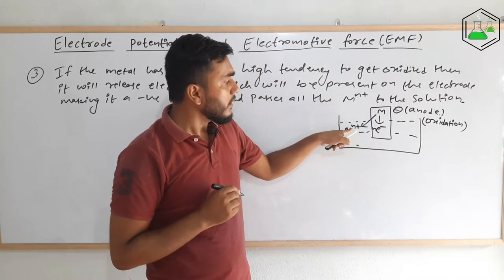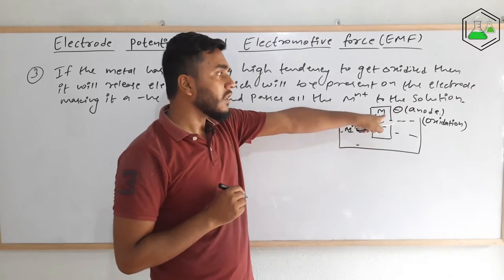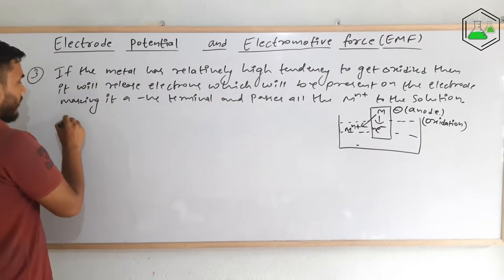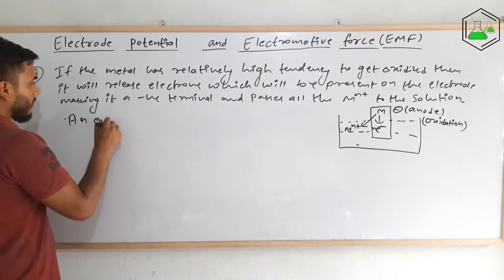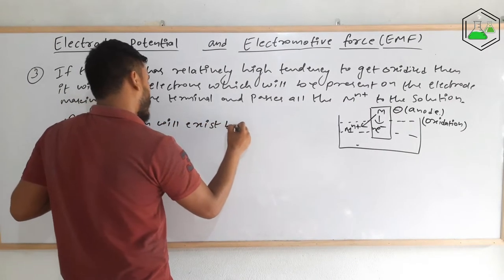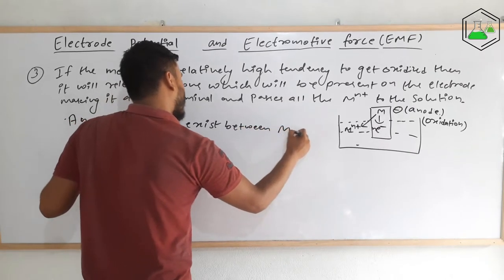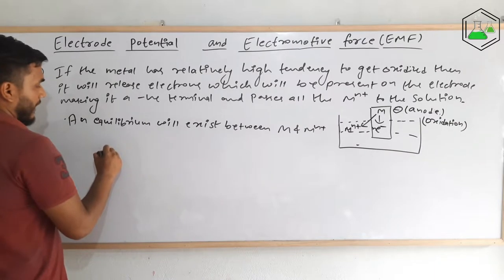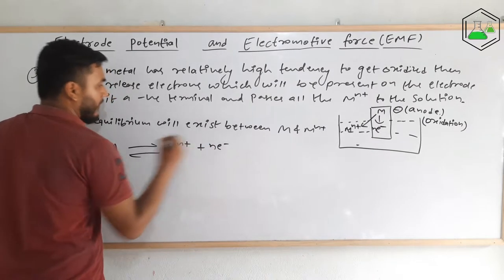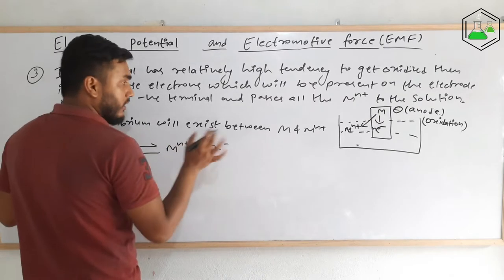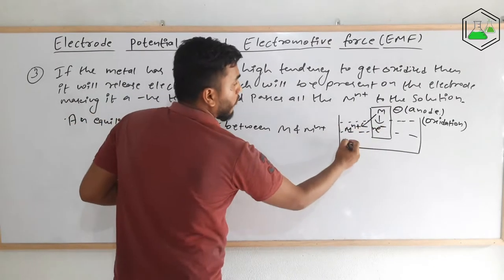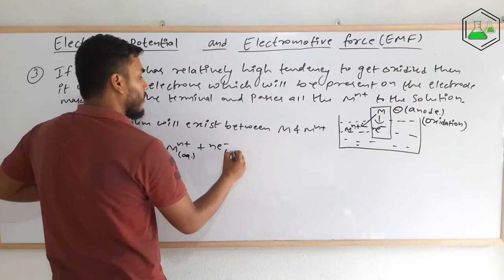So in this case as well, look at here, this Mn plus and electron is being formed. So there will be an equilibrium between metal and metal ion. Let's write that. An equilibrium will exist between metal and metal ion. As the metal loses electrons, it gets converted to Mn plus and ne minus. This is the solid metal electrode. This is the aqueous form. This will be passed to the solution. Okay, that you need to understand.